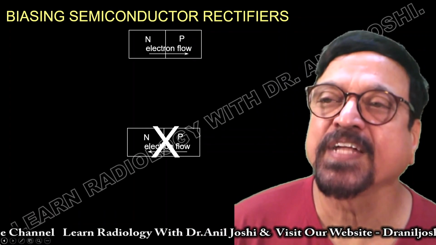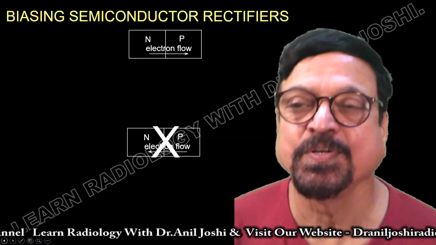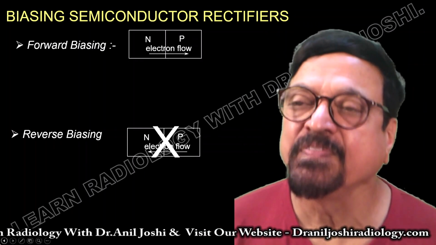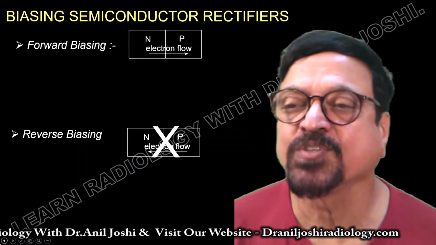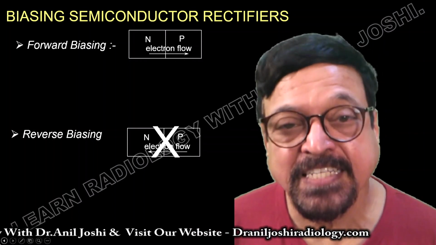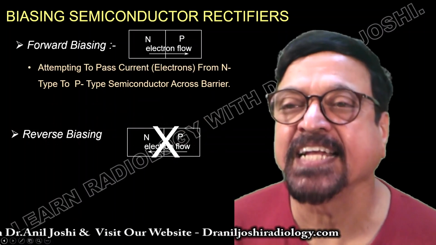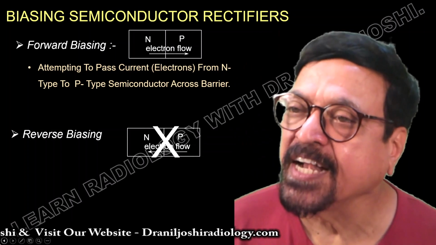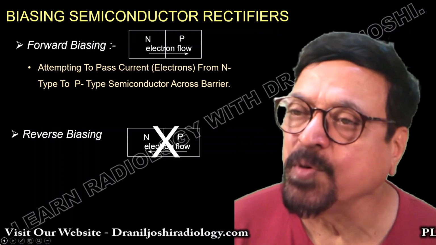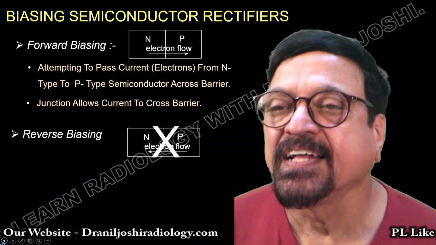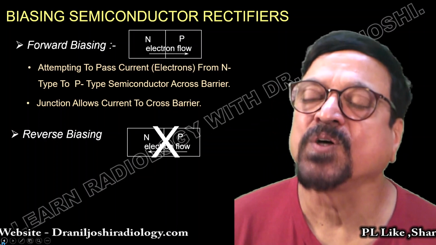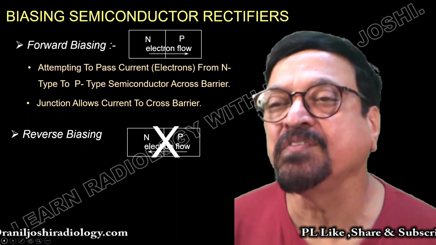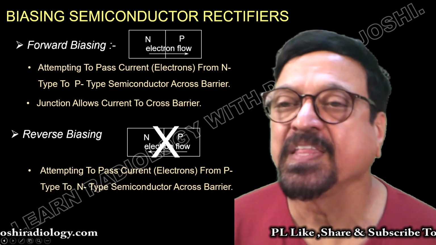Now biasing a semiconductor rectifier. These are the biases, which can be either forward bias or reverse bias. Forward bias is useful and preferred, and negative bias or reverse bias is something which we suppress because it should not cause heat and damage the X-ray units or X-ray tubes. Attempting to pass current from N-type to P-type semiconductor across the barrier or junction allows current to cross the barrier. So this gives a positive effect and it will increase the efficiency of the units.